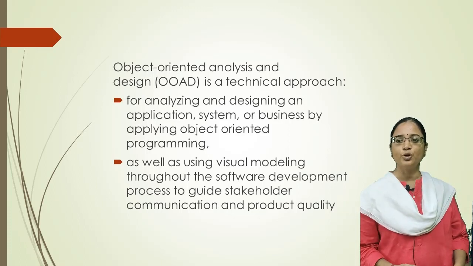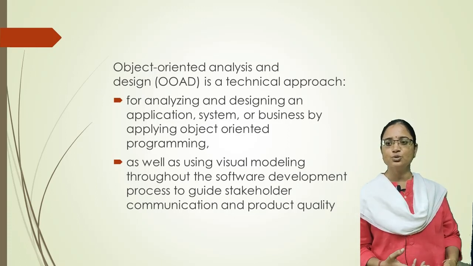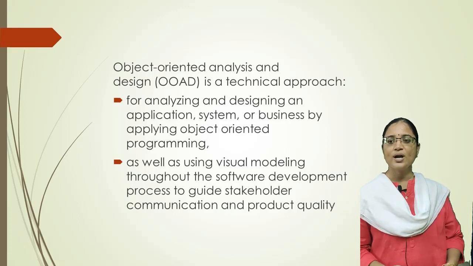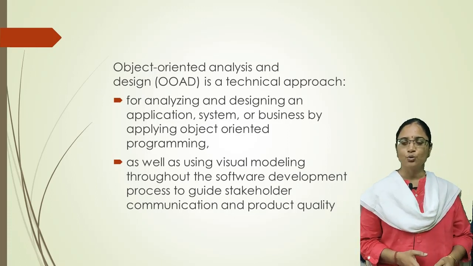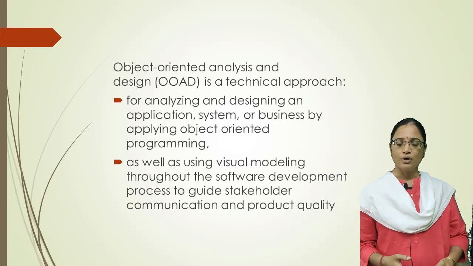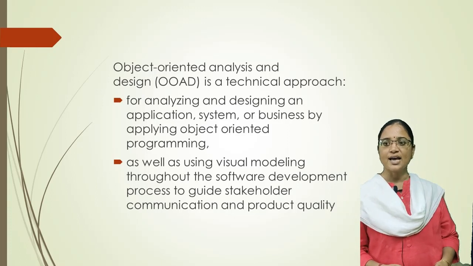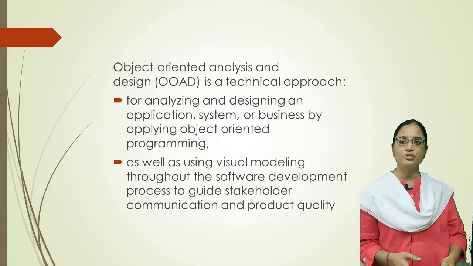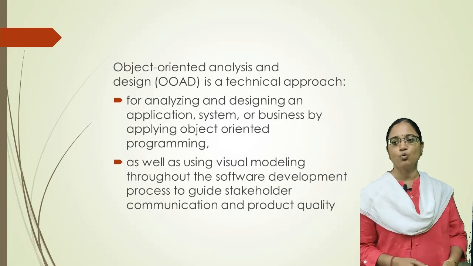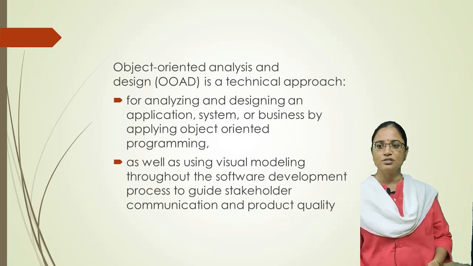In this way, it improves communication in the design team as the design is formed and reviewed, allowing the readers to reason about the design, and it provides an unambiguous basis for implementation. This is how we define object-oriented analysis and design. Object-oriented analysis and design is the first point. By using this analysis and design, we develop a system using object-oriented programming. And the second point is using visual modeling throughout the software development process to guide the stakeholder and the product quality. So these are the 2 points used to define object-oriented analysis and design.